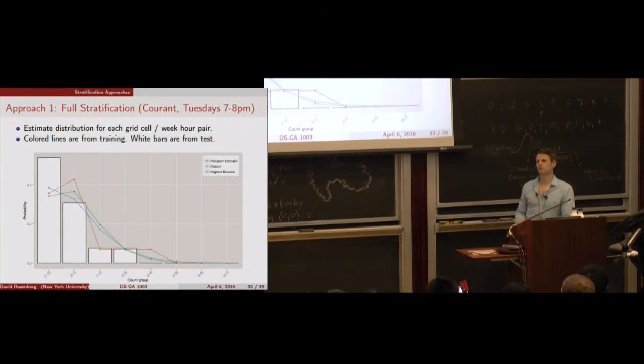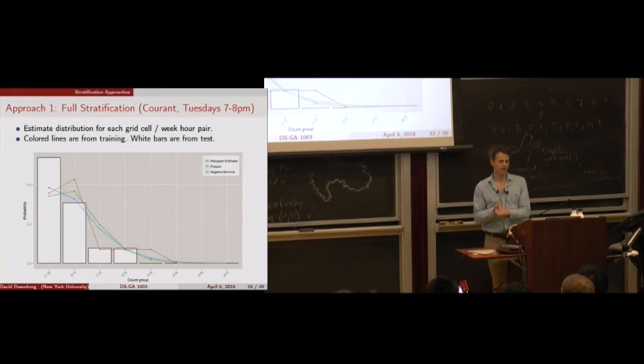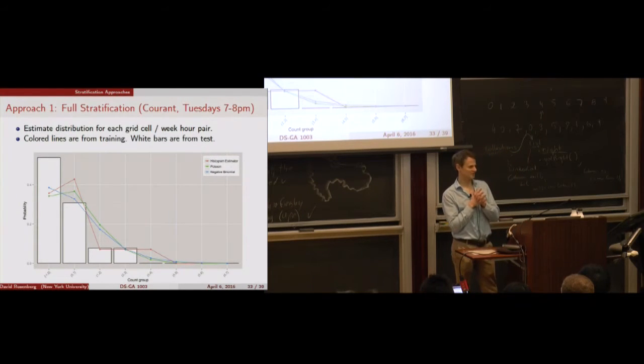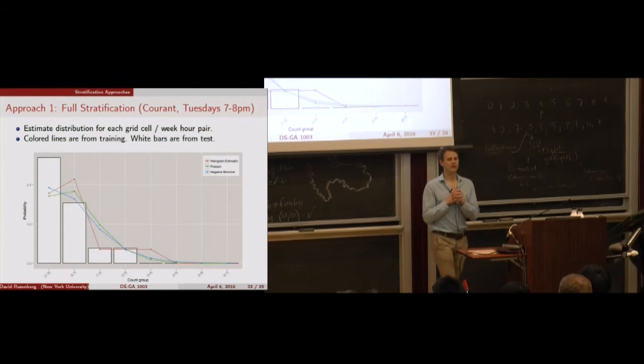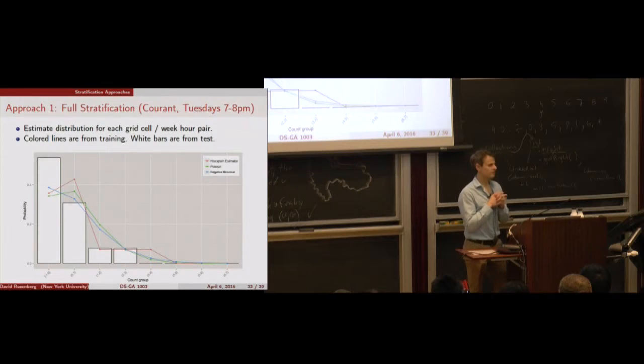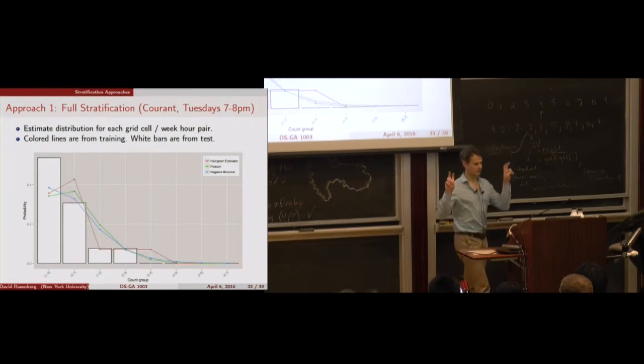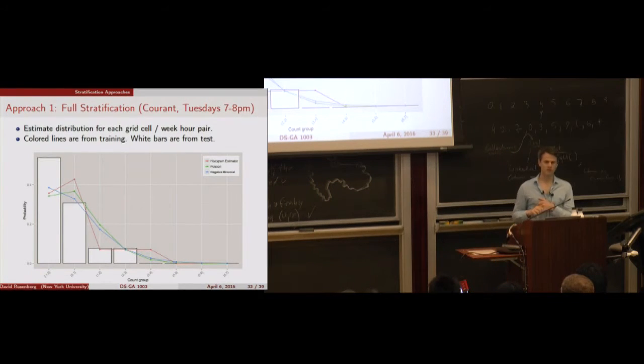Yeah, this is built only on data for Courant between 7 and 8 p.m. on Tuesday. So we just looked at that data. That's right. And you can imagine we built a model for every single grid cell for every single hour of the week. So that's 400,000 times 168 separate models. One for each input X.